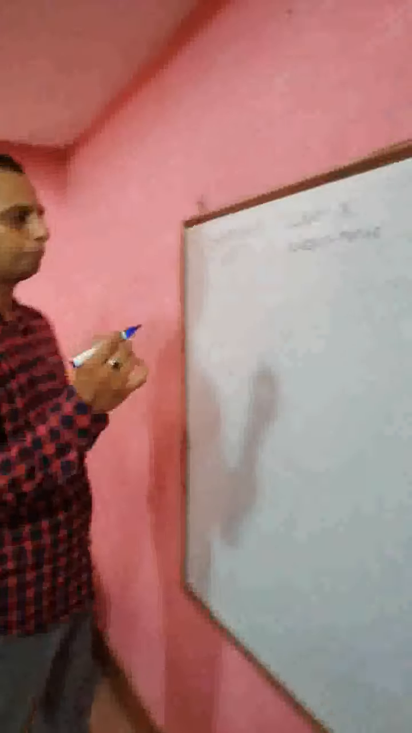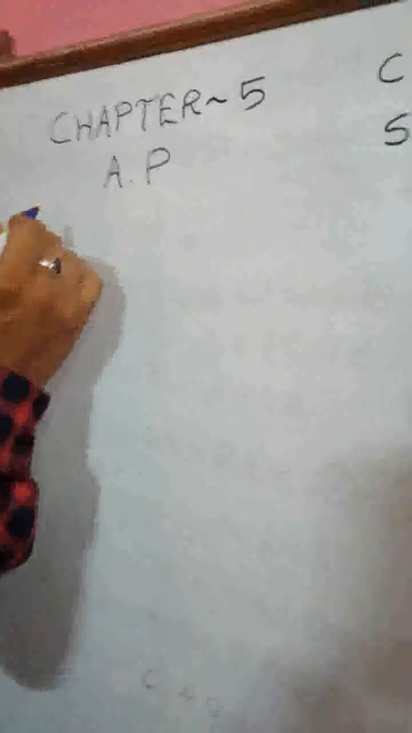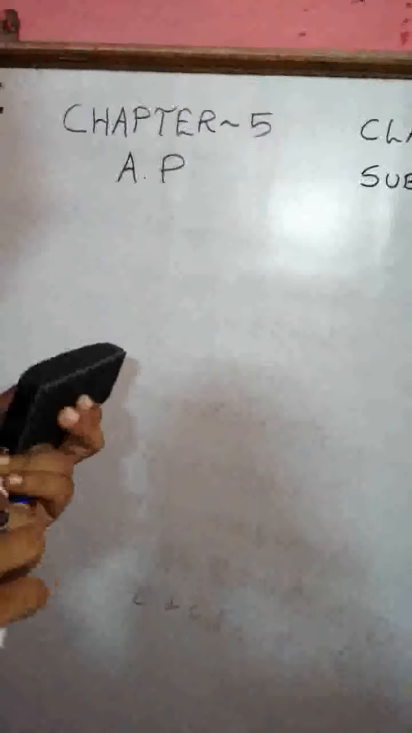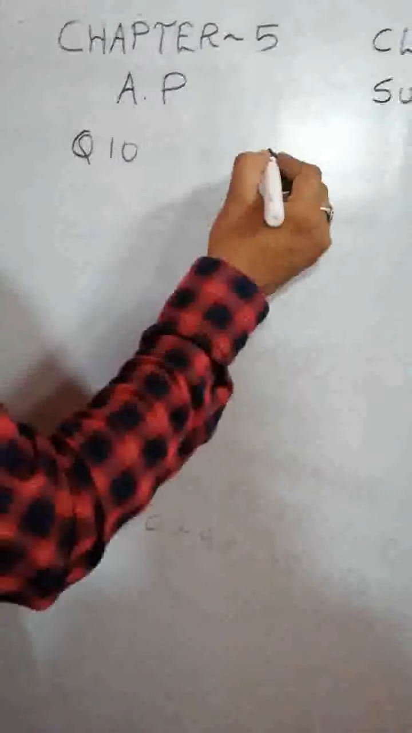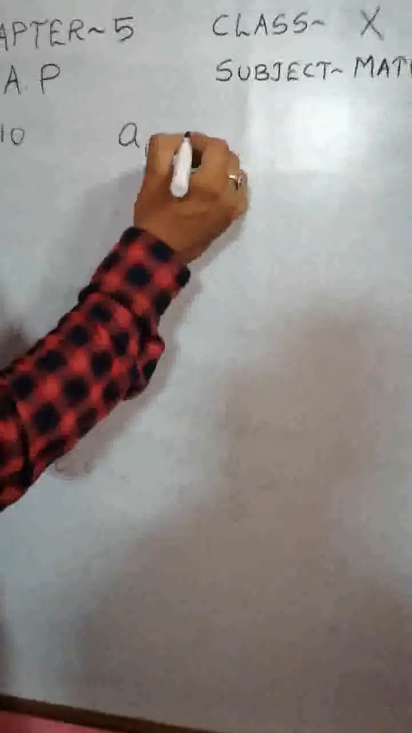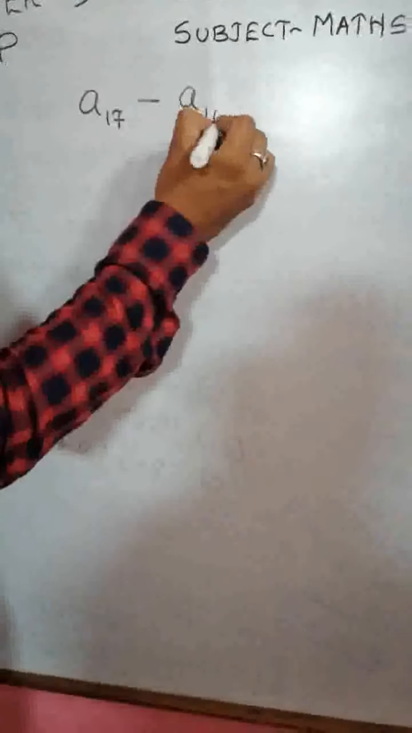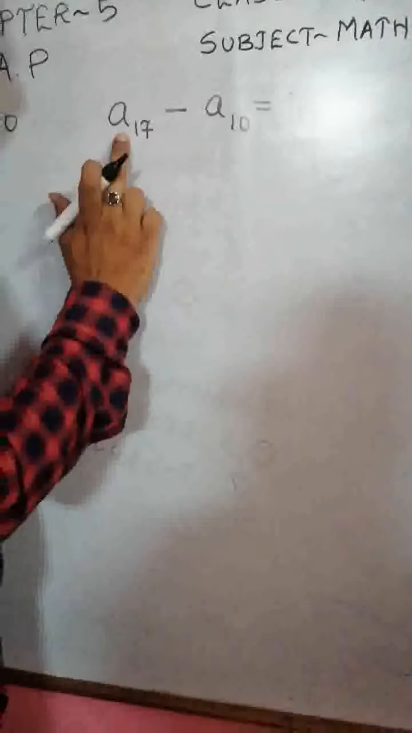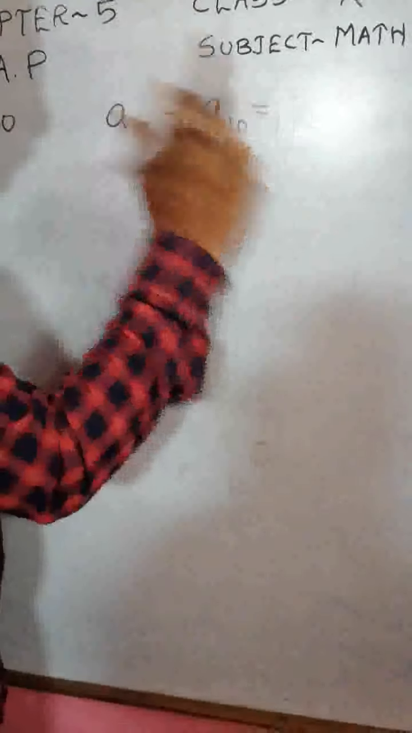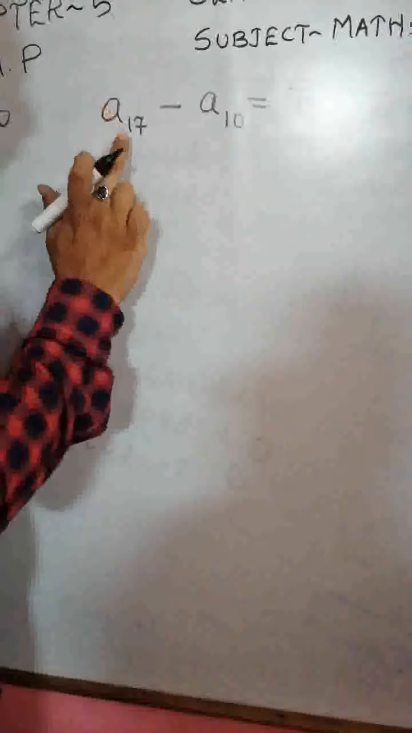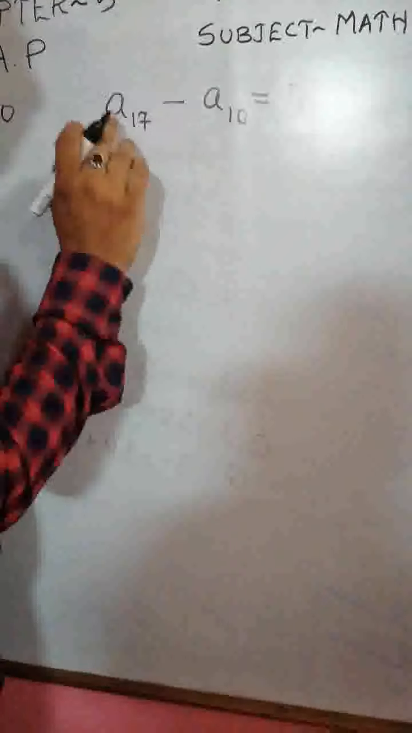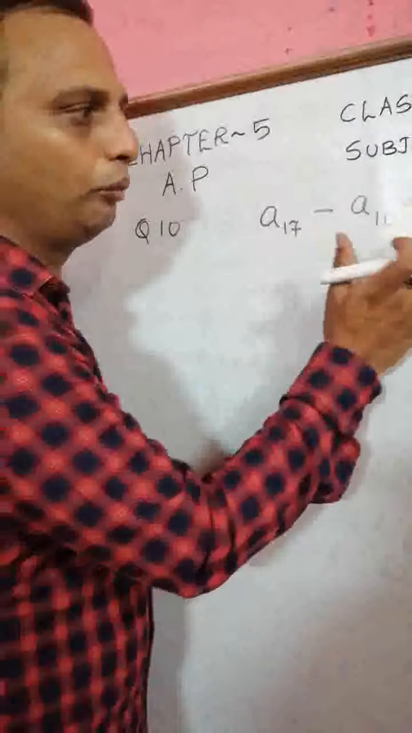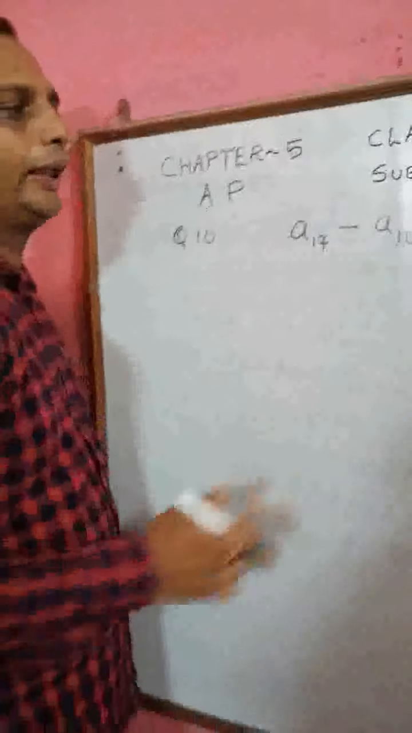So we'll write here, according to the question, the 17th term of the AP is greater than the 10th term by 7. Meaning if we subtract the 10th term from the 17th term, the answer will be 7. Because it is very clearly written in the question, the 17th term exceeds, meaning it is more than the 10th term by 7.